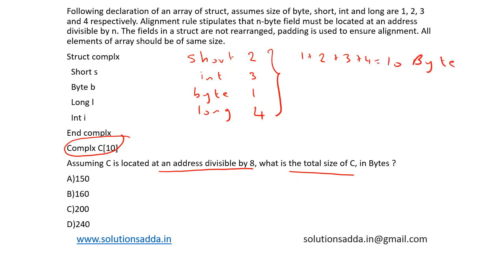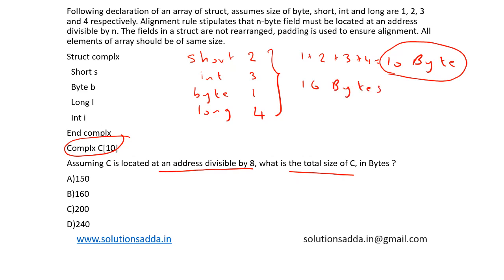And the criteria given here is that the address that is located by C should be divisible by 8. So to have an address that is divisible by 8, the address should be a multiple of 8. The next closest byte that is a multiple of 8 is 16. So the total structure should be of size 16 bytes.